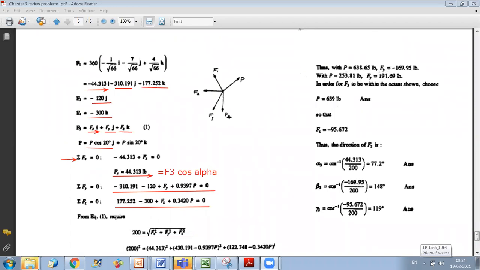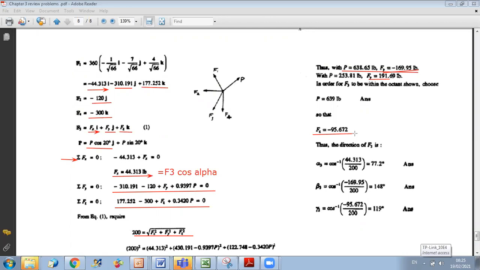Once you know all components of your forces, note that in your solution, you have to choose between a positive and a negative value, like the cosine. So you have two possibilities: Fy to be negative or Fy to be positive. In this case, you will select the value that corresponds to the octant you have. Since you know in your problem that you have a negative Fy, you will select this solution, and based on this, you can calculate the value of Fz.